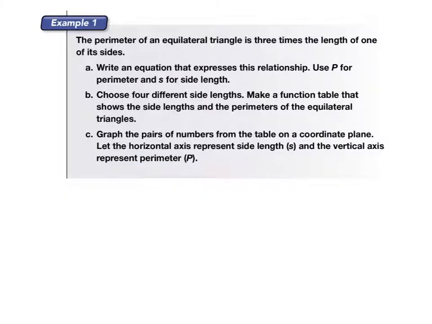Example 1, put this in your notes. You have the perimeter of an equilateral triangle is 3 times the length of one of its sides. So we're going to use this information. We're going to write an equation that expresses the relationship. It says to use P for the perimeter and S for the side. Then we're going to choose 4 different side lengths. In other words, we're going to make them up. Then we're going to make a function table that shows the side lengths and the perimeters of the equilateral triangles. Then the last thing we're going to do is graph, and it tells us to let the horizontal axis be the S and the vertical axis be the P.